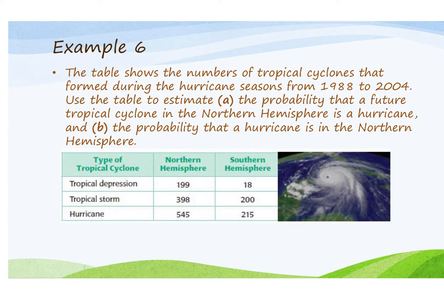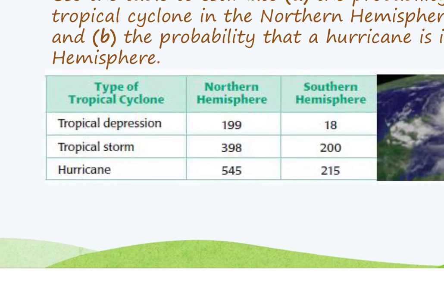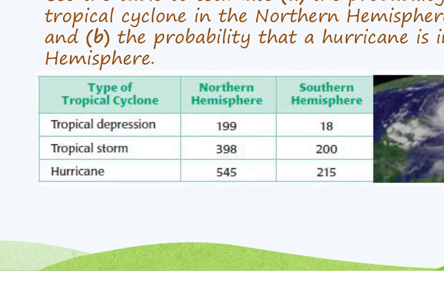2004. Use the table to estimate A, the probability that a future tropical cyclone in the northern hemisphere is a hurricane, and B, the probability that a hurricane is in the northern hemisphere, okay? All right, so how we read this table. This table is called a two-way table. It lists the northern hemisphere and the southern hemisphere. And then it tells us, in the northern hemisphere, we have depressions, storms, and hurricanes. And we have depressions, storms, and hurricanes in the southern hemisphere. So what does the number 199 mean? Stephanie?